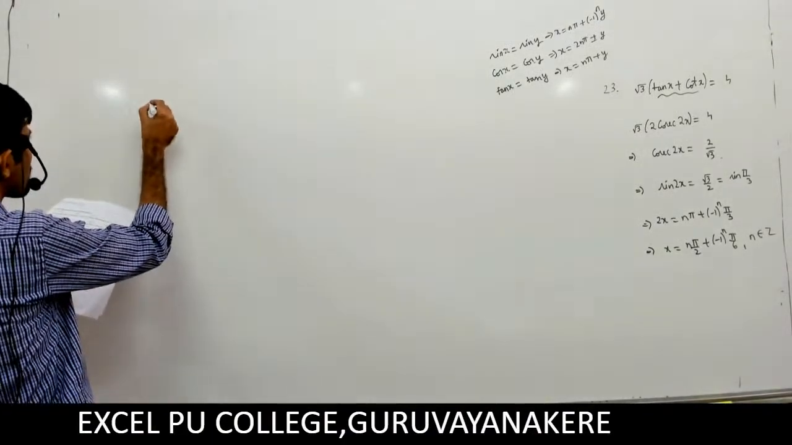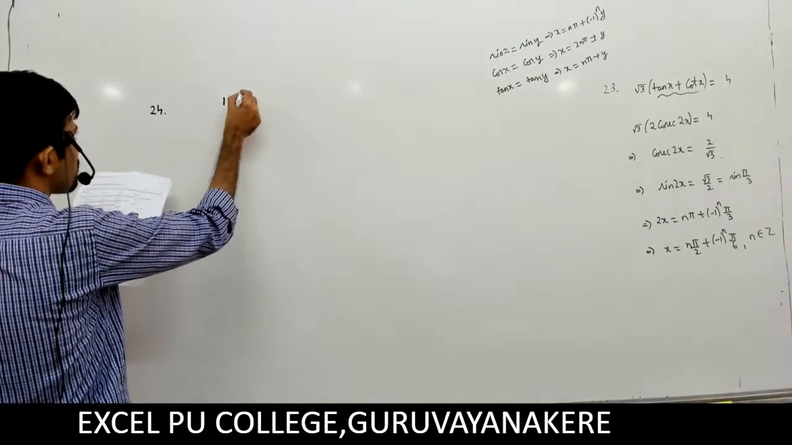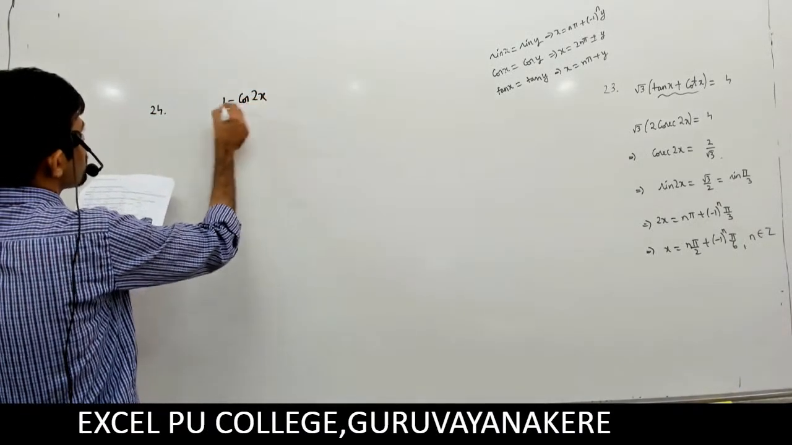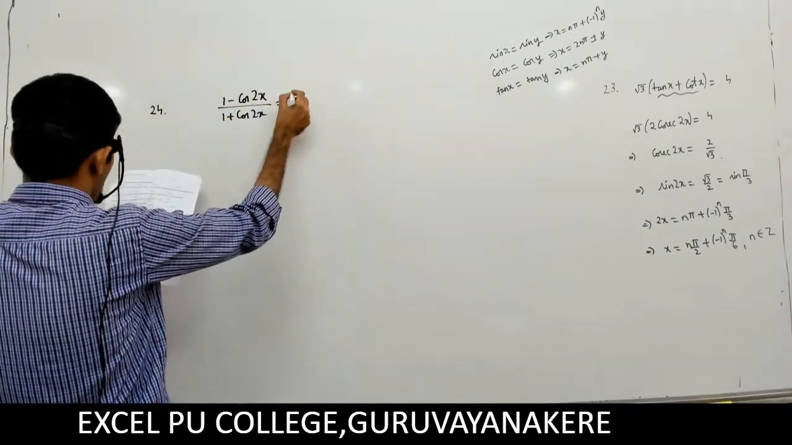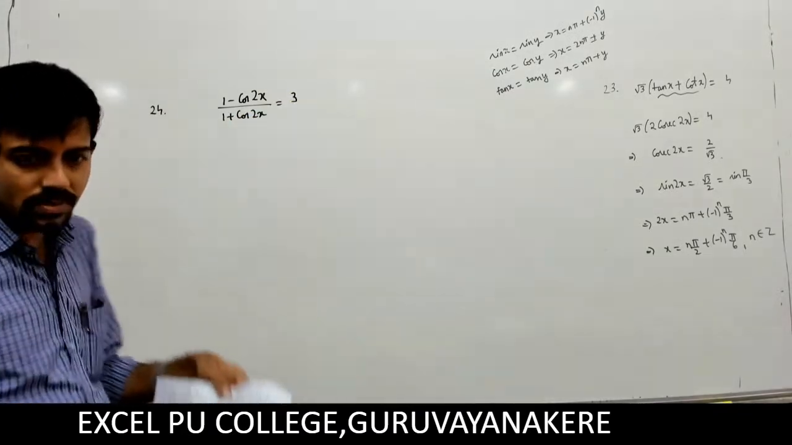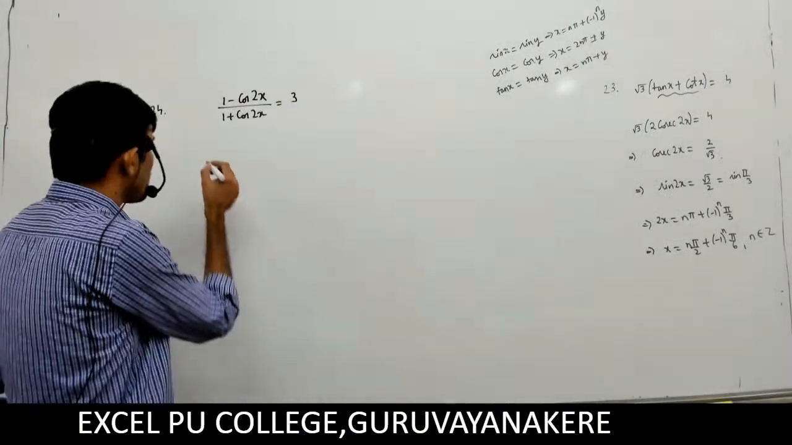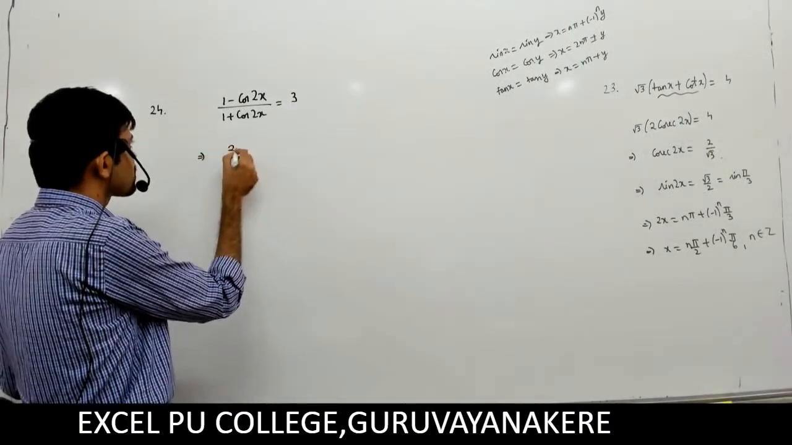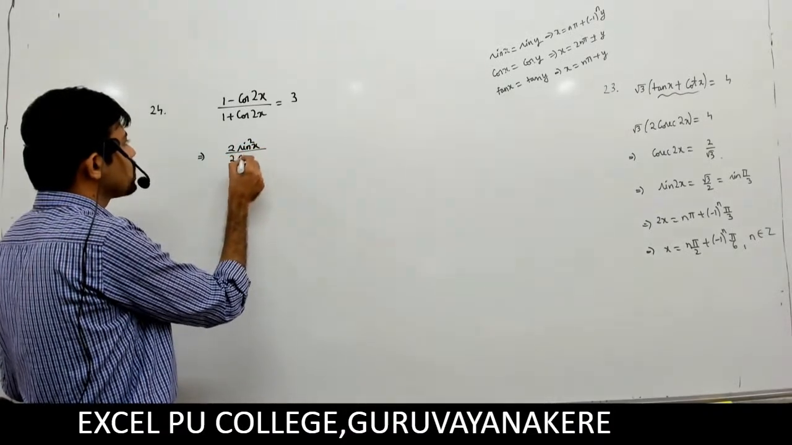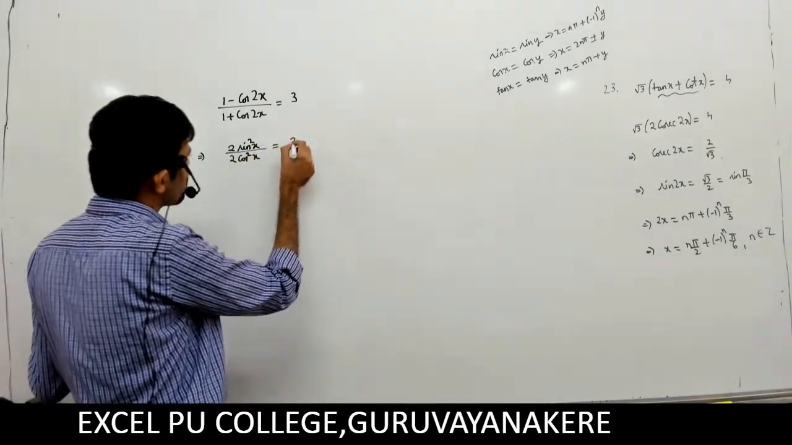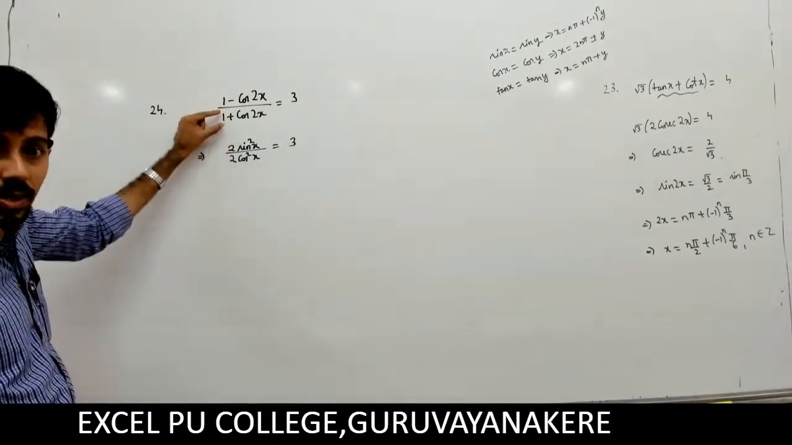24th. General solution of 1 minus cos 2x by 1 plus cos 2x is equal to 3. Find the general solution of this. 1 minus cos 2x by 1 plus cos 2x. 1 minus cos 2x is 2 sin square x, 1 plus cos 2x is 2 cos square x, is equal to 3. 1 minus cos 2x is 2 sin square x. 1 plus cos 2x, 2 cos square x.